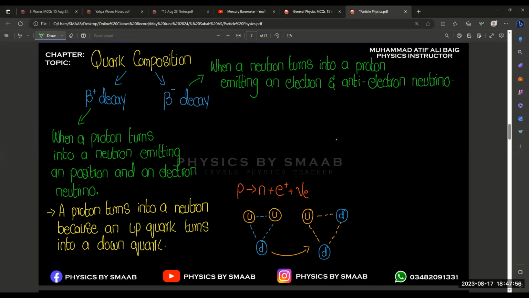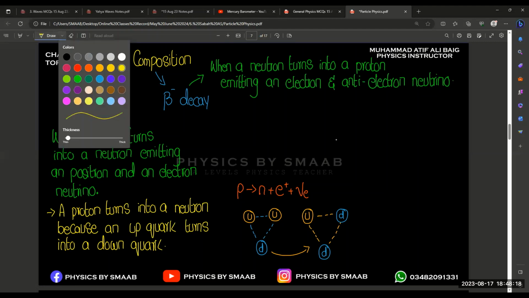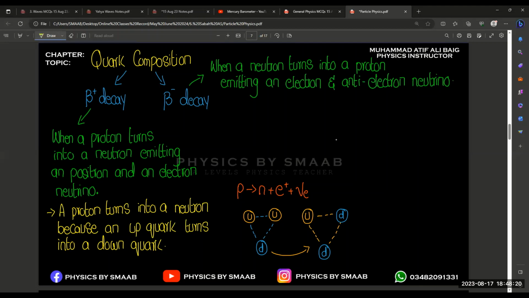Now you got the concept that in beta positive we are converting a proton into a neutron, and in beta negative we are just converting a neutron into a proton, having different elements or different subatomic particles, right? And now you also got the second point. In the concept of beta positive decay, we discussed that a proton turns into a neutron because an up quark turns into a down quark.